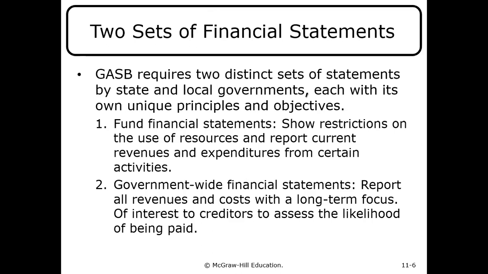The first one are what we call fund financial statements. And you're going to see accounting for governments is done by funds. We're going to define those. So because we do the accounting that way normally, we have always done fund financial statements. These show restrictions on the use of resources and report only current revenues and current expenditures from certain activities.